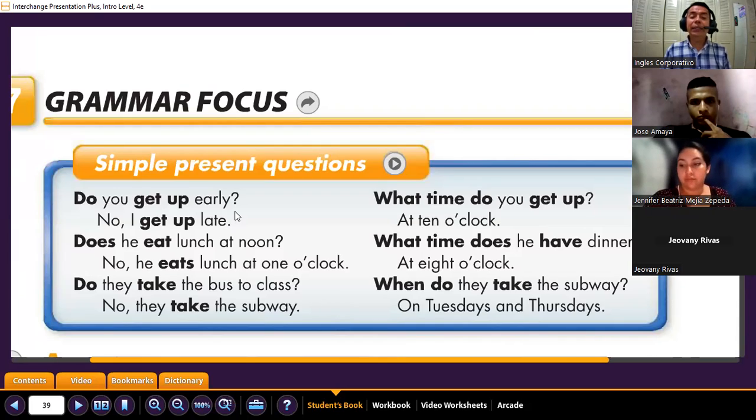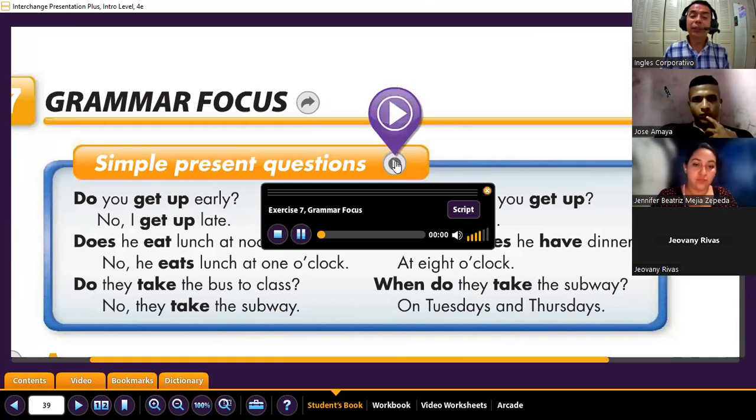Simple present, yes, no question, and information question. Listen, please. Ahora vamos a las preguntas. Page 39, exercise 7, grammar focus.